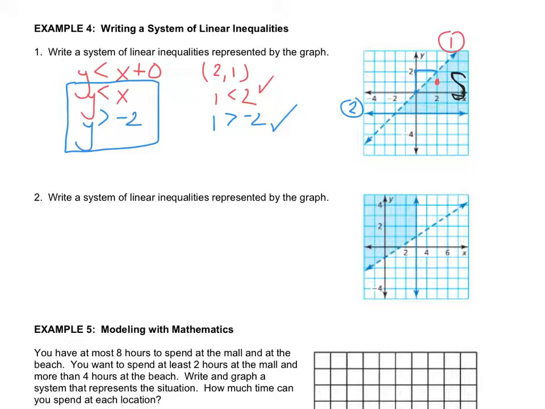So there's your system right there. y is less than x, and y is greater than or equal to -2, to produce the solid line at -2. So let's try the next one.